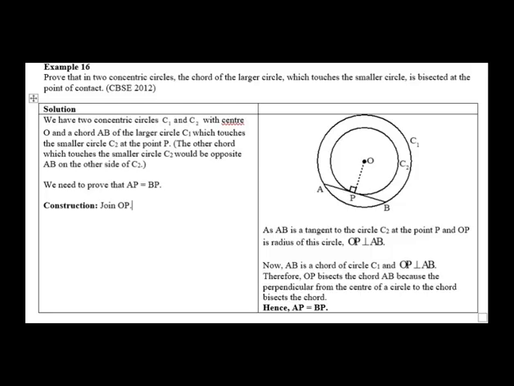Let us join OP. Since AB is a tangent to the circle C2 at the point P and OP is the radius of the circle, we have OP is perpendicular to AB. Now, AB is a chord of the circle C1 and OP is perpendicular to AB. Therefore, OP bisects the chord AB because the perpendicular from the center of the circle to the chord bisects the chord. Hence, AP is equal to BP.